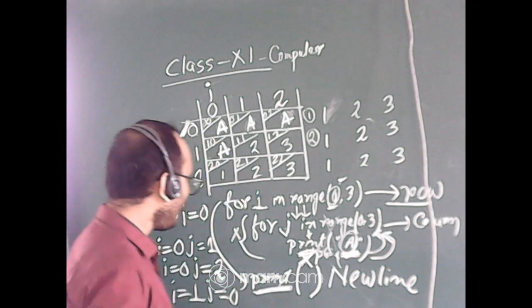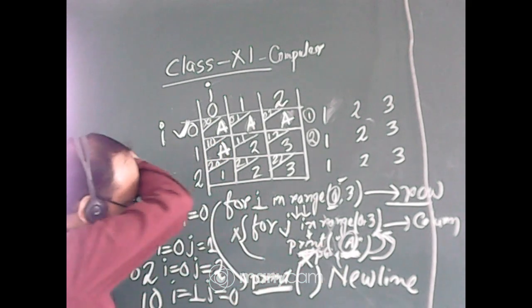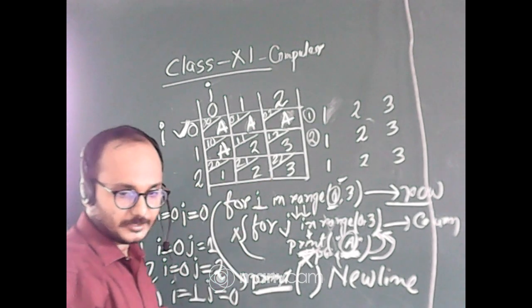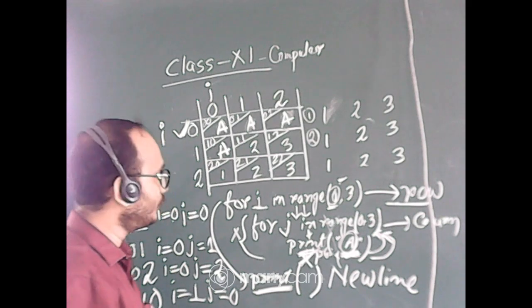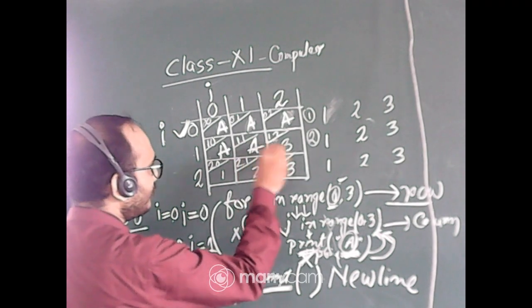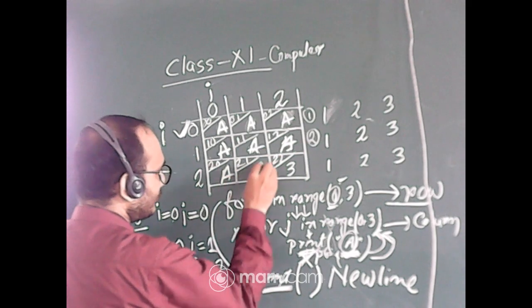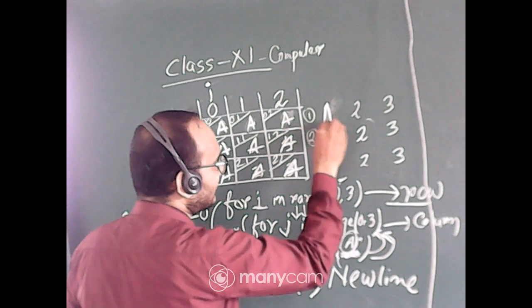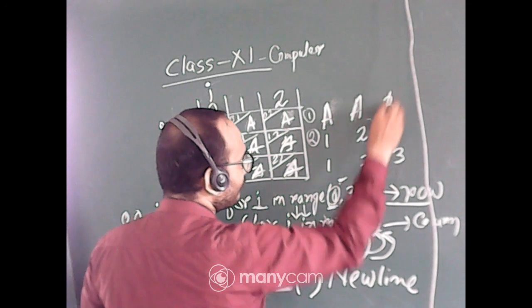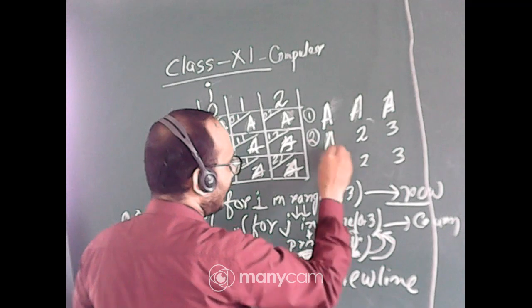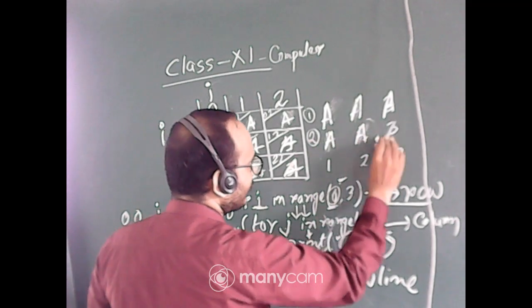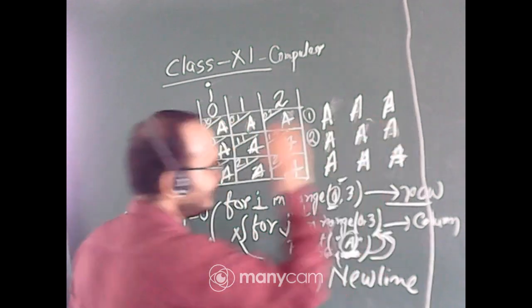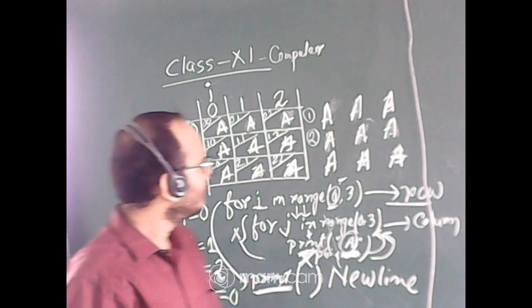Okay. So in that way, these for loops are executed. So in that way it will be printed like that. All are A. So it will be like that. In that way it will be printed.